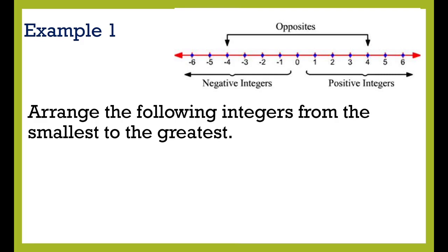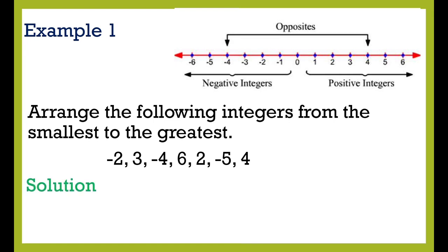Arrange the following integers from the smallest to the greatest. We have negative 2, 3, negative 4, 6, 2, negative 5, and 4. For our solution, it says here that we are going to arrange from the smallest to the biggest integers. So since negative is smaller than positive integers, we are going to start with the negative integers.